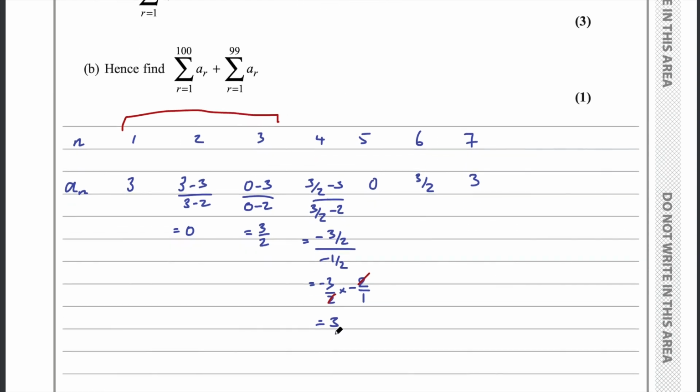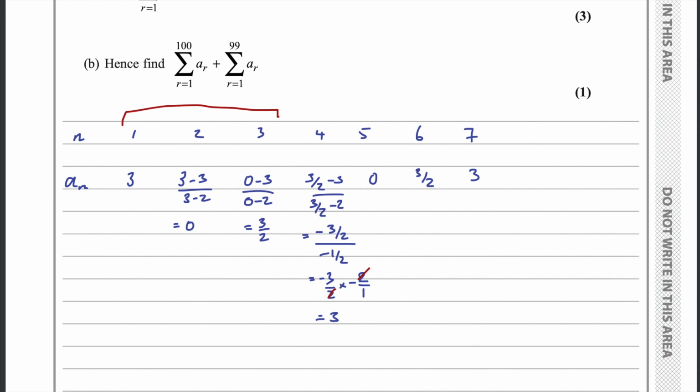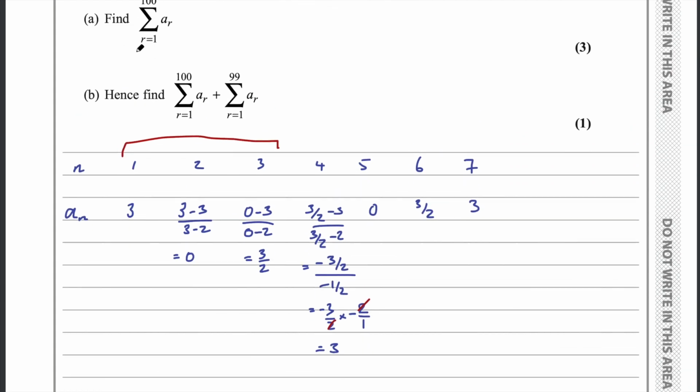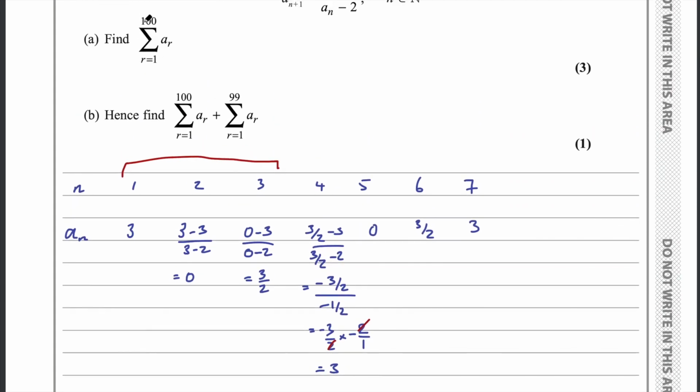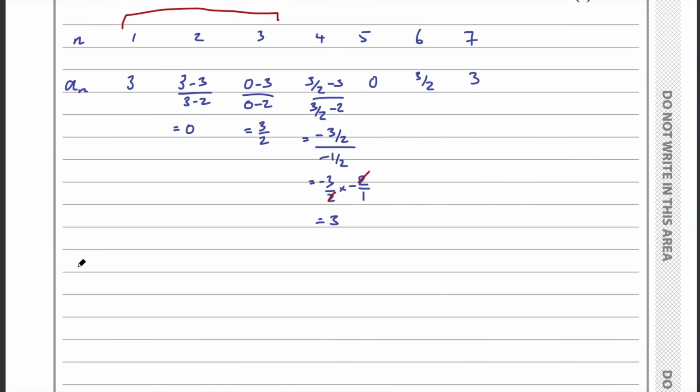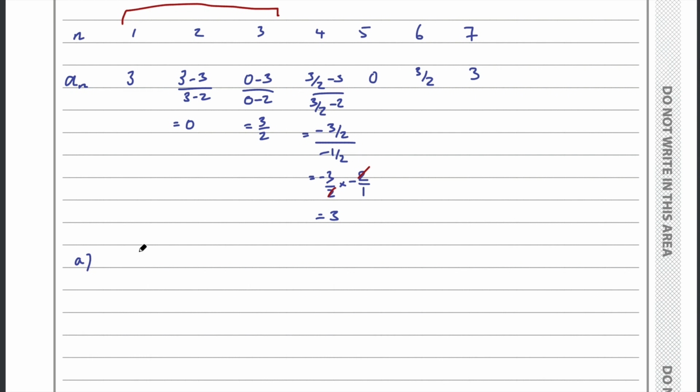And then what would we get next? We'd get a 3. So the 99th term would be 3 on 2, and then the 100th term would be 3. So if we want to figure out this sum of the first 100 terms, we can use the fact that it repeats to figure that out. So for part A, let's write out that notation. Starting at 1, going to 100, the sum of the first 100 terms. As I said, we'll have 33 of each of these terms.